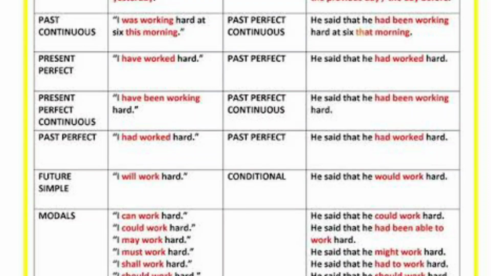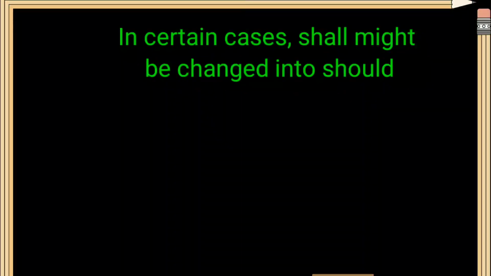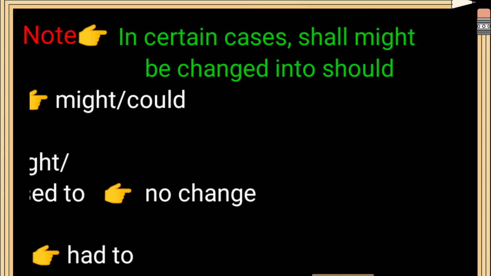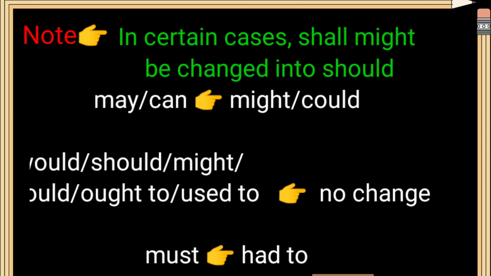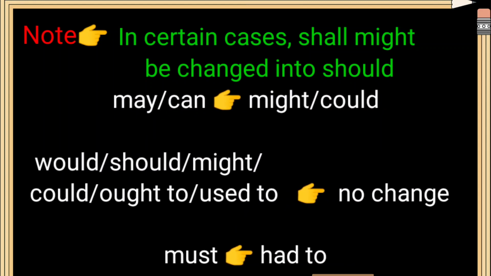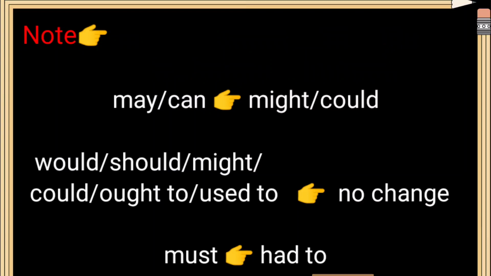Future simple, I will work hard. Conditional, it will become like this. He said that he would work hard, which means it will change into a conditional sentence. In certain cases, shall might be changed into should. May will become might. Can will become could. Would, should, might, could, ought to, used to, there will be no change. And must will become had to. So these things you have to remember.